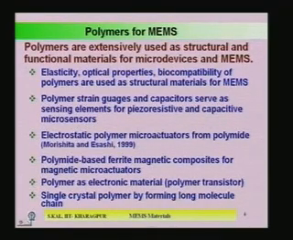Electrostatic polymer microactuators can be formed from polyimide. Polyimide is one class of polymer. It has got electrostatic properties and it is used for making microactuators. Polyimide based ferrite magnetic composites for magnetic microactuators is another application.